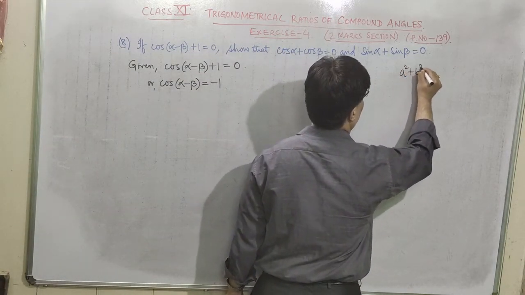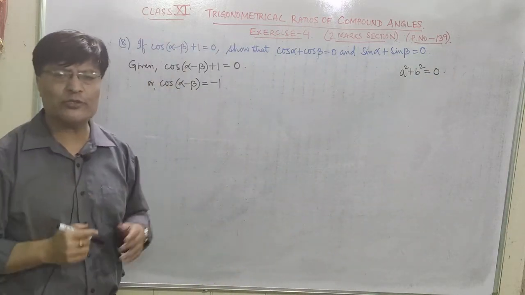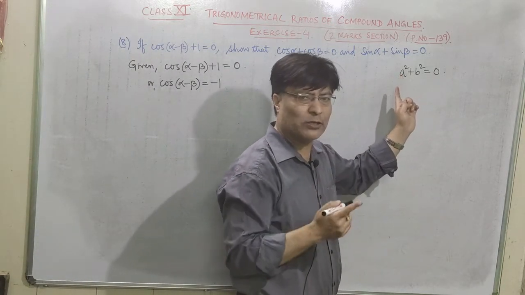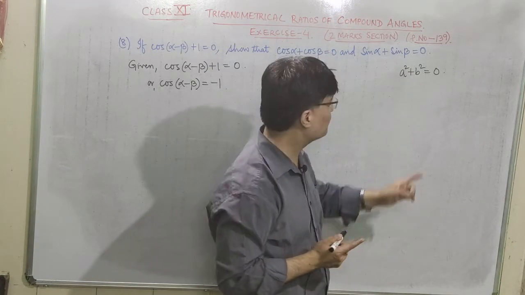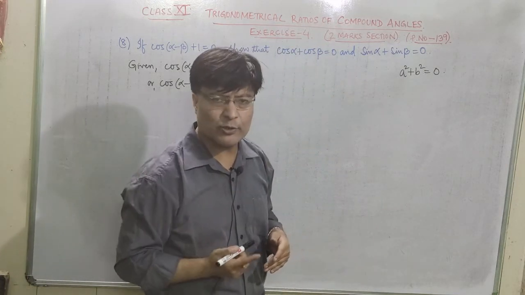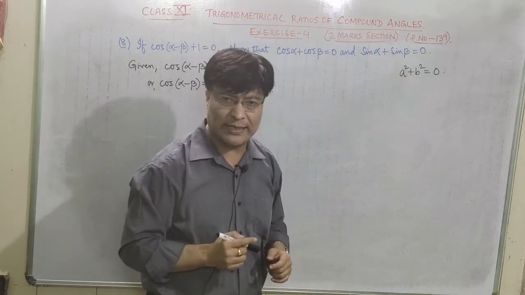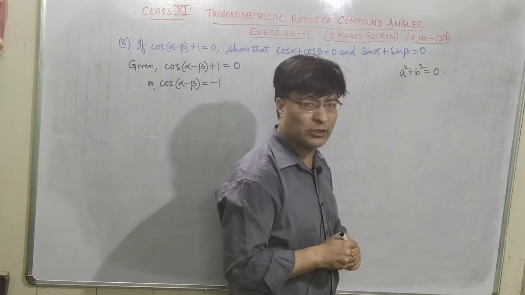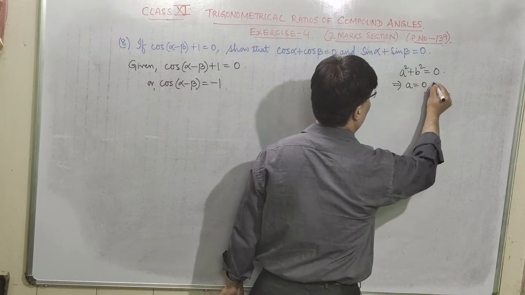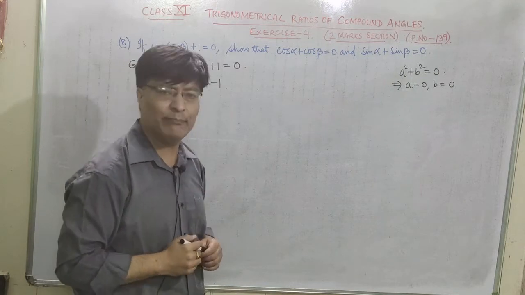If a square plus b square is equal to 0, when is this equation possible? What are those values of a and b? You know that whatever may be the value for a, whether it is positive or negative, a square is a positive quantity. Similarly, whatever may be the value for b, whether it is positive or negative, b whole square is also a positive quantity. So positive quantity plus positive quantity is not equal to 0. You know that, isn't it? So this equation is possible if the individual values of a and b are equal to 0. So this equation is possible only if a is equal to 0 and b is equal to 0.